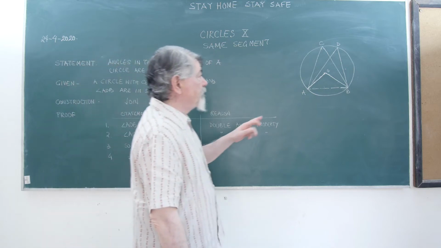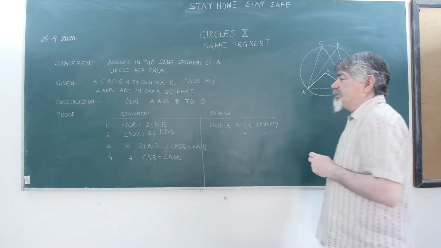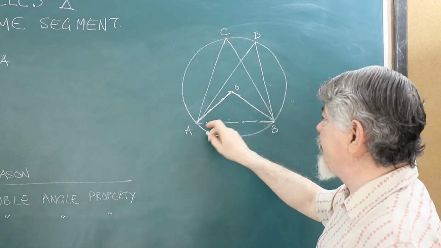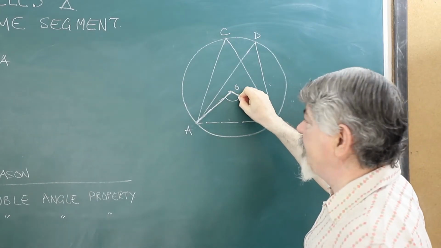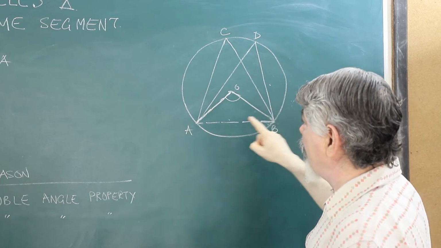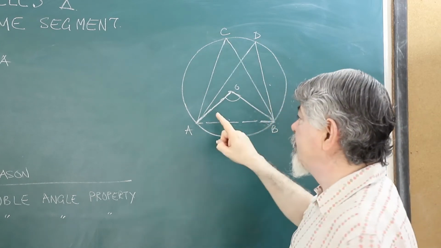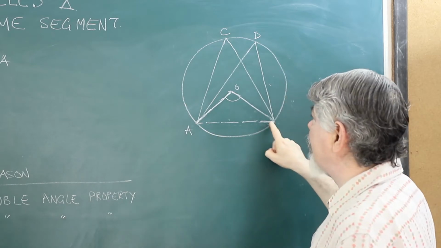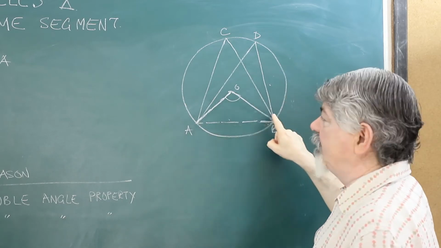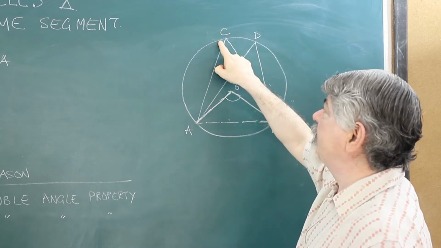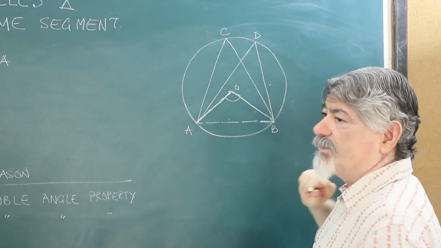For example, I will say, you see the angle AOB is double of angle ACB. This angle AOB is double of angle ACB. That is the first theorem we had discussed, that the angle subtended by an arc at the center of the circle is double the angle which it subtends at the remaining part of the circumference.